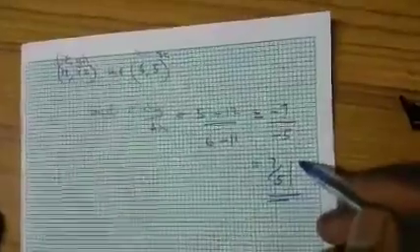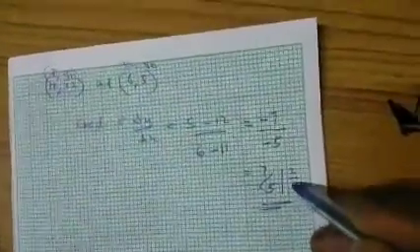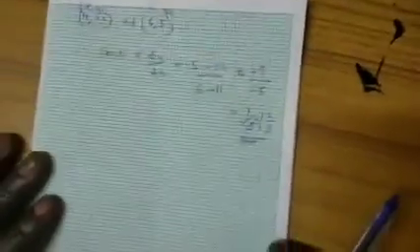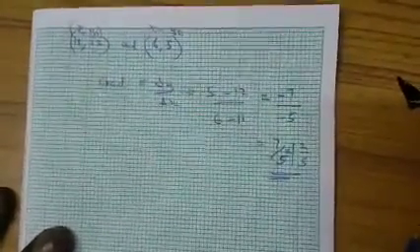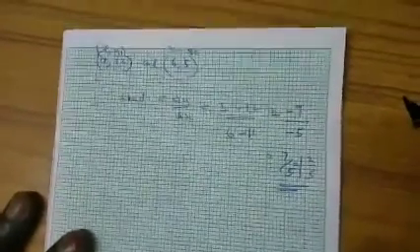So that is the gradient. So the gradient can be left as a fraction, 7 over 5, or you can write it as 1 and 2 over 5. So that is the gradient of a line. So gradient does not necessarily have to be a whole number. It can be a fraction or it can be a whole number. So that is how we find the gradient of a straight line.